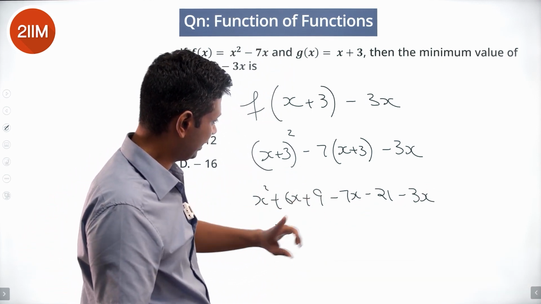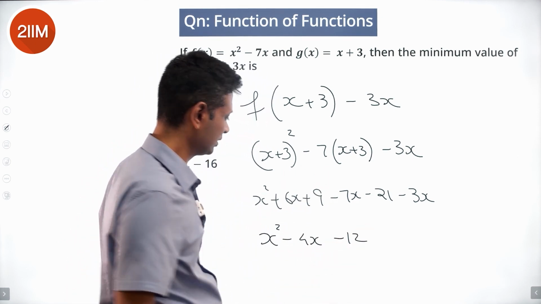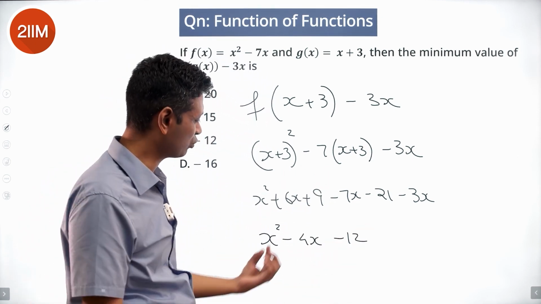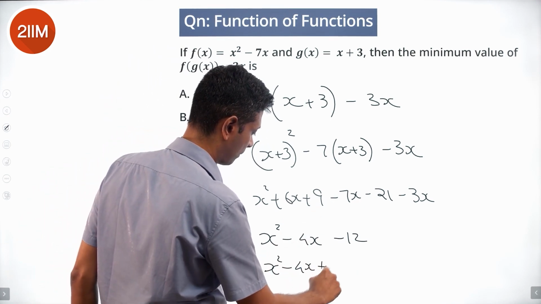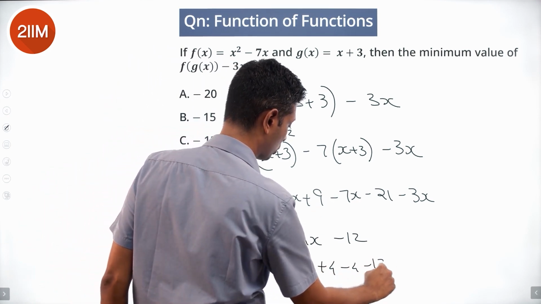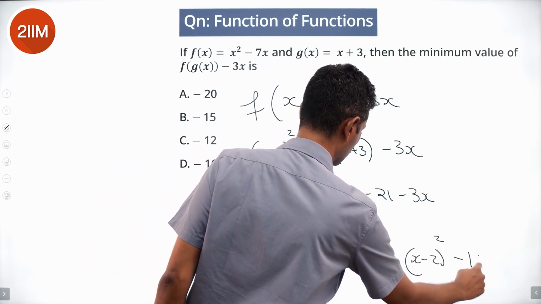6x minus 7x is minus x, minus 4x minus 12. Simple completion of squares: x square minus 4x plus 4. This is x square minus 4x plus 4 minus 4 minus 12. This is (x minus 2) the whole square minus 16.